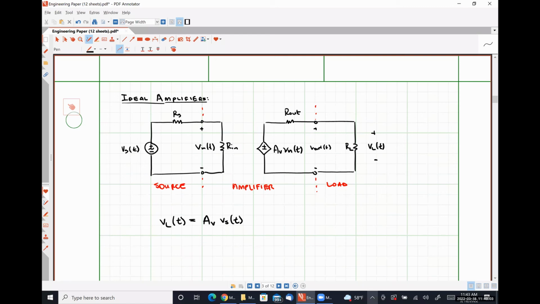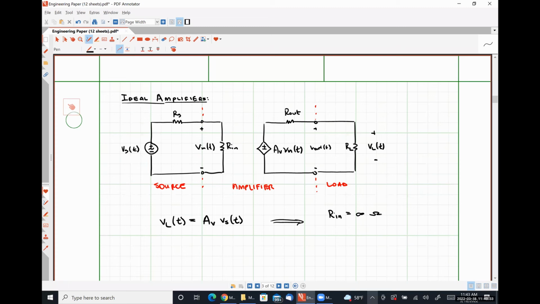Extremely high or infinitely large. So if Rn were an open circuit, no current could flow through Rs, which means all of Vs shows up here. Absolutely right. So our first parameter is that Rn needs to be infinity ohms in an ideal case.